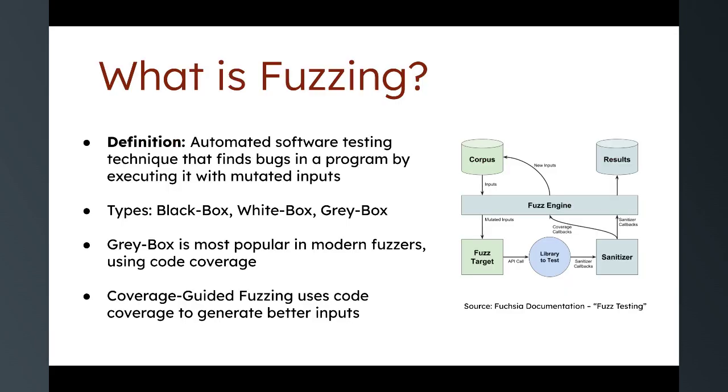So before we dive into the specifics of this paper, we first need to understand a few things about fuzzing. To define it, fuzzing is a generally automated software testing technique that finds bugs in a program by executing it with mutated inputs. There are several different types of fuzzing that are important to know. We have black box fuzzers, which simply generate random inputs and observe crashes while having no actual visibility into the program's execution. On the other hand, we have white box fuzzers, which build a full picture of the program being executed. These are very, very powerful approaches.